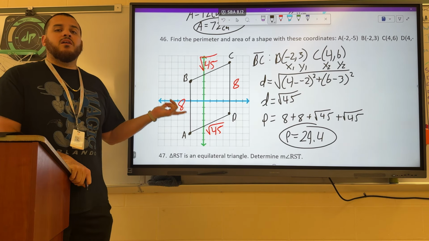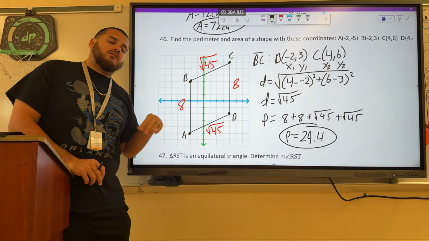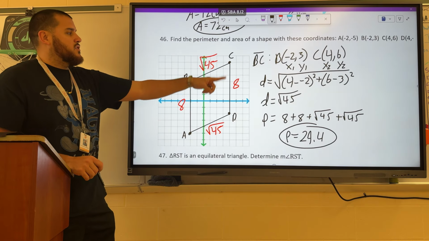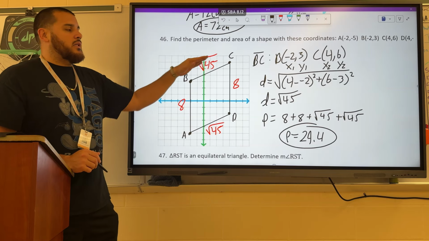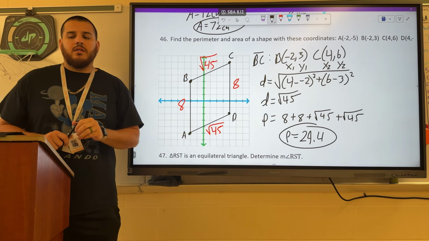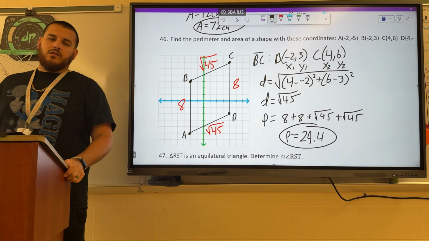Right, so again, area on a graph, sometimes we can count the stuff that we need, sometimes we can box it in. Perimeter is just finding the length of all of our sides. If we can count it, awesome. If we can't, we need a distance formula to figure out how long that side is. And then we add all our sides together for our perimeter.